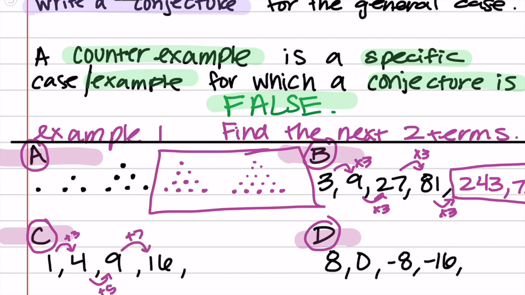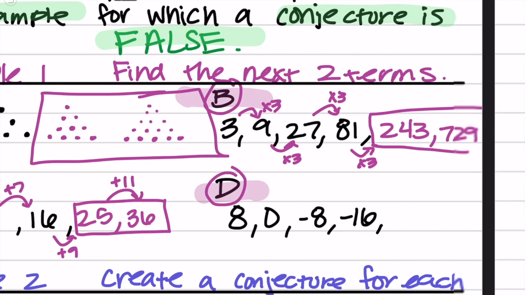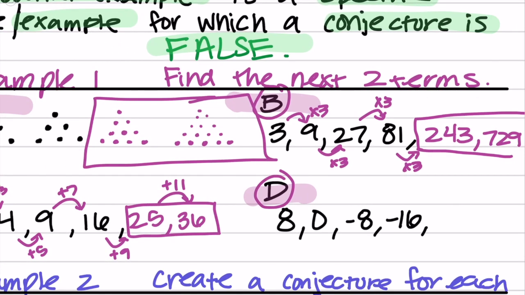Which means the next number I would add would be 9, which gets me 25. And then from 25, I would add 11 to it, which gets me 36. Pretty much I'm adding consecutive odd integers. 3, 5, 7, 9, 11. And the next number I would add would be 13, by the way, to get my 3rd term.